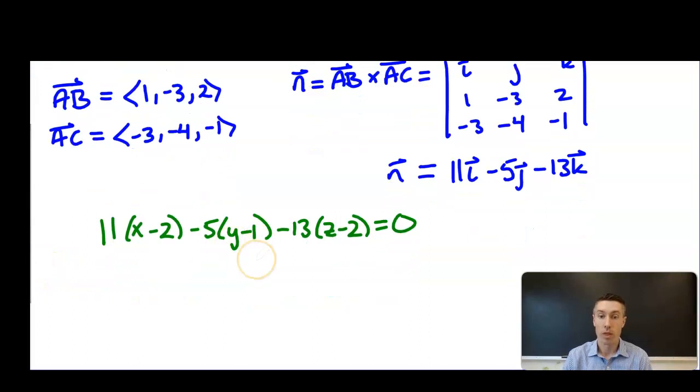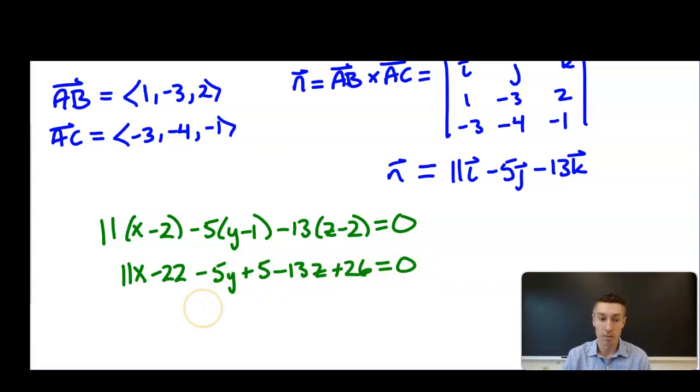Again, getting comfortable with that fact of the components of the normal vector being the coefficients when we expand out the dot product. So then 11x minus 22 minus 5y plus 5 minus 13z plus 26 equals 0. So 11x minus 5y minus 13z equals, so let's see, negative 22, 26, that's 4, 5 is 9, so negative 9, we move it to the other side.